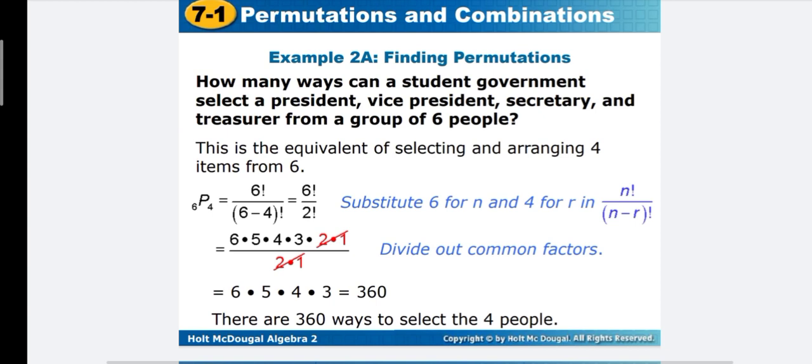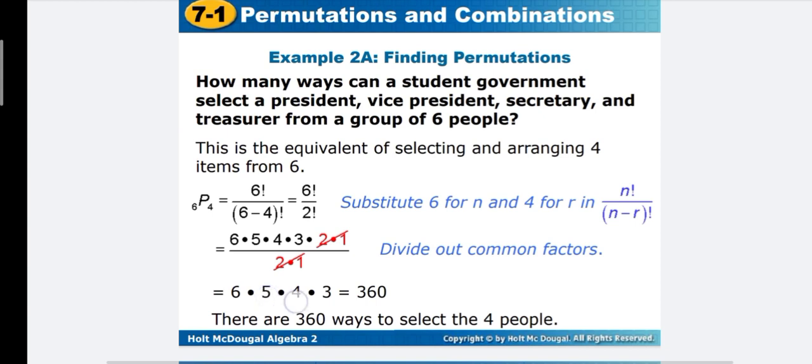So the answer will be 360. Ataupun kalau tak nak ingat formula, you boleh buat guna cara permutation biasa. Sebab kita nak pilih 4 orang, so akan ada 4 tempat kosong lah. And then the first place dekat sini 6 sebab kita ada 6 orang. Okay, second place dekat sini 5 sebab seorang dah jadi presiden. So yang ada 5 orang lagi untuk dipilih sebagai vice president.